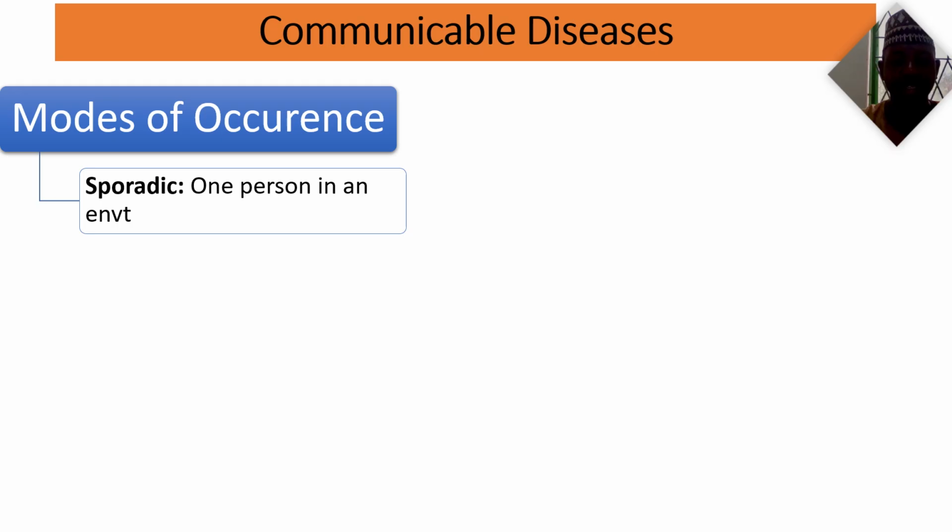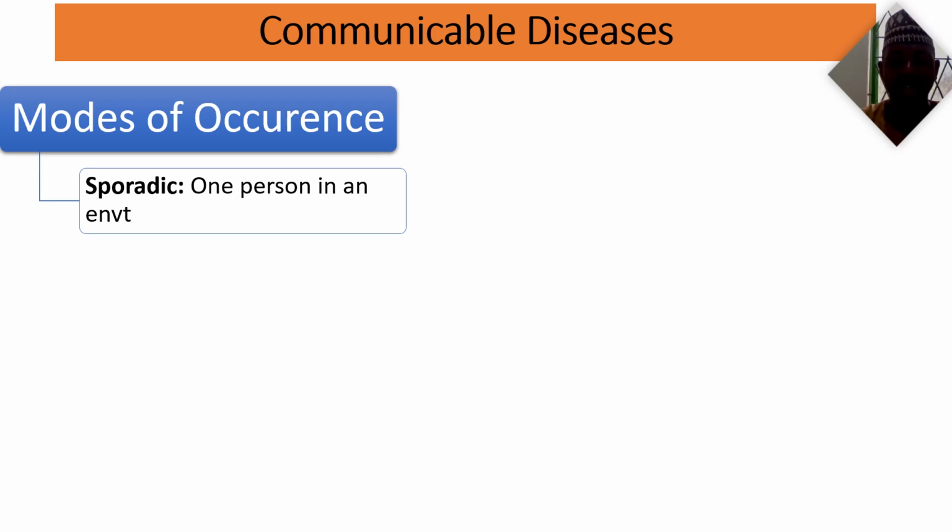It can be a sporadic communicable disease. Sporadic communicable diseases are diseases that affect only one person. They generally affect only maybe one person or a few persons or animals in the environment within a short period of time. So it occurs just once in a while. So all diseases that occur once in a while affecting only a few individuals are referred to as sporadic diseases.